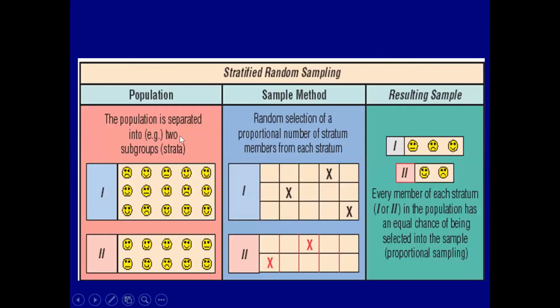Analogy: for example, from set number 1 you select 3, from set number 2 you select 2, and then you get your final sample. You have equal chances of getting selected from your own level. Class 10 students have their chances of getting selected amongst class 10, and class 12 students amongst class 12.